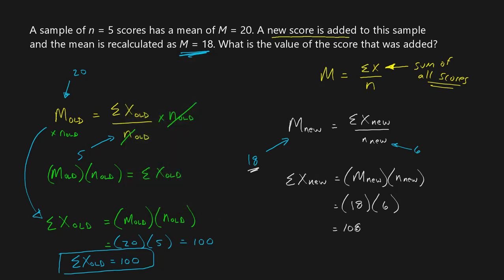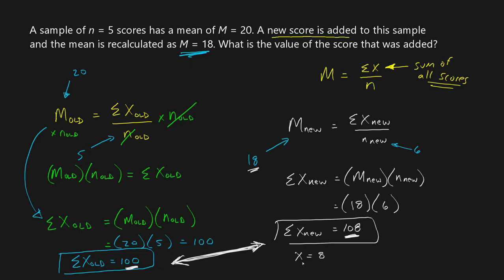Okay, so what does that do for me? We'll have a look at the difference between the old total and the new total. It used to be that all of my data totaled up to 100, but then I added a single score, and now it totals up to 108. So what was the single score? The single score has to be that 8. There's a new 8 added to the 100, and we added a single score, so that new score is 8. So x equals 8 is my new value.